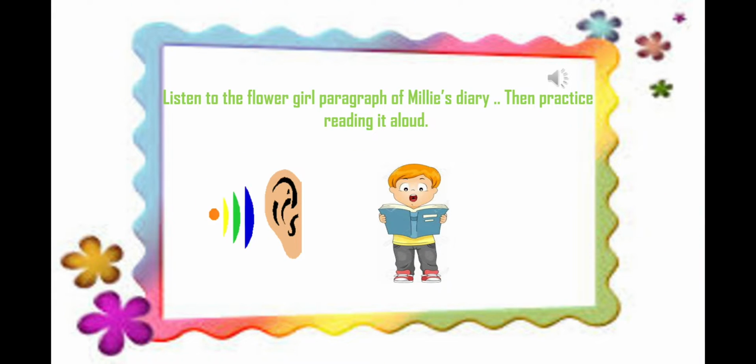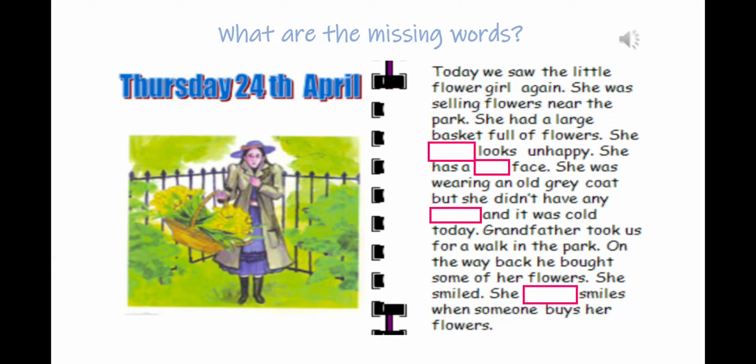Thursday, the 24th of April. Today, we saw the little flower girl again. She was selling her flowers near the park. She had a large basket full of yellow flowers. She often looks unhappy. She has a thin face. She was wearing an old grey coat, but she didn't have any gloves and it was cold today. Grandfather took us for a walk in the park. On the way back, he bought some of her flowers. She smiled. She always smiles when someone buys her flowers.